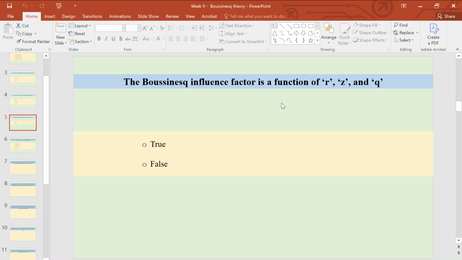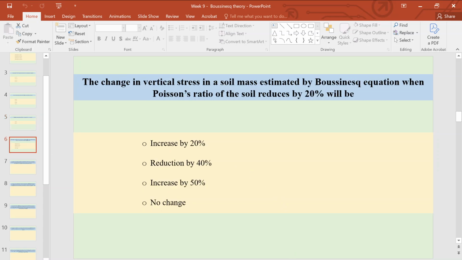Next question. The change in vertical stress in a soil mass estimated by Boussinesq equation when Poisson's ratio of the soil reduces by 20% will be. I repeat, the change in vertical stress in a soil mass estimated by Boussinesq equation when Poisson's ratio of the soil reduces by 20% will be.